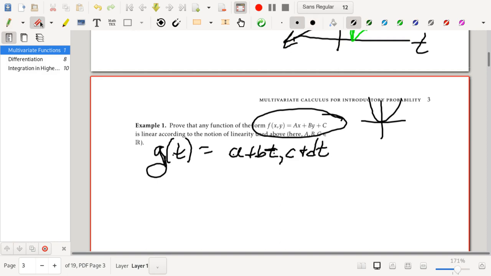Actually, this notation is rather unfortunate. We should not use a and b, c and d like this, because we have capital A, B, C. So let's use instead, what's something that we could use instead?